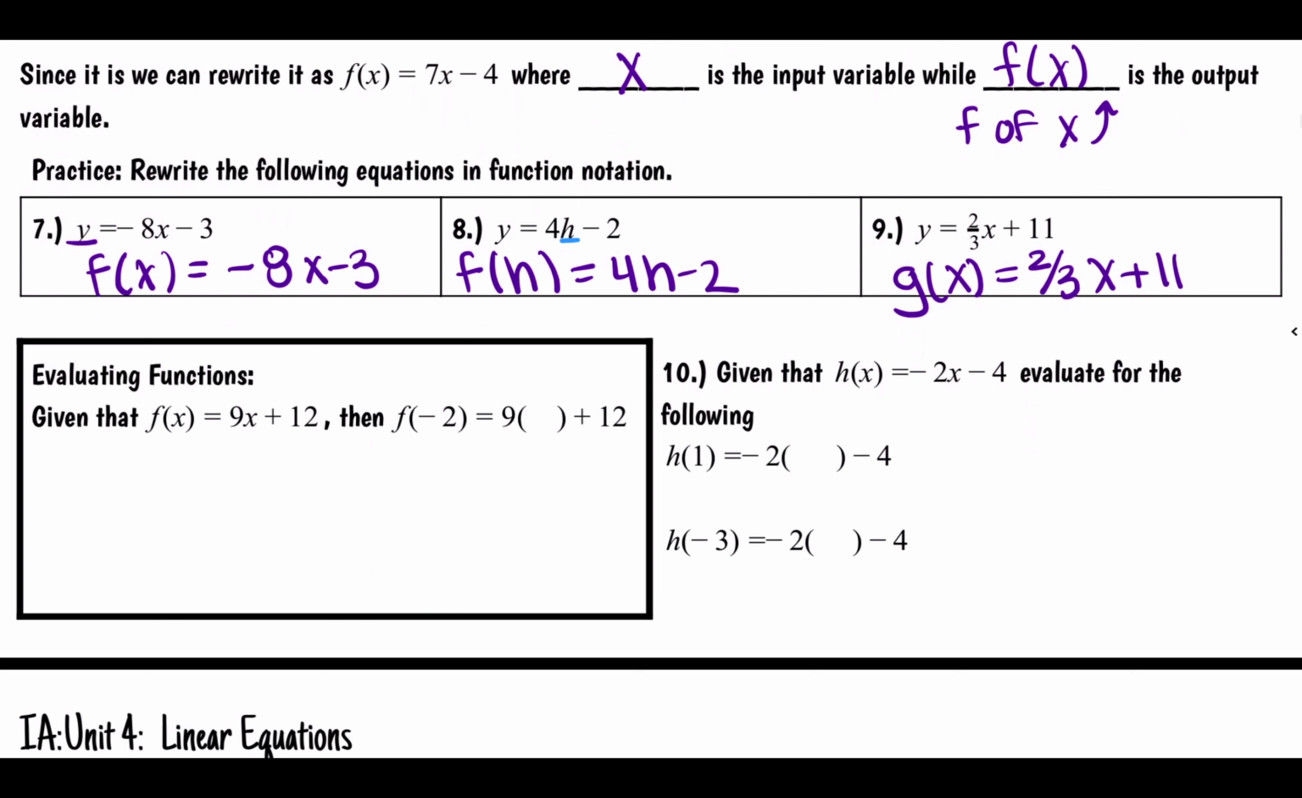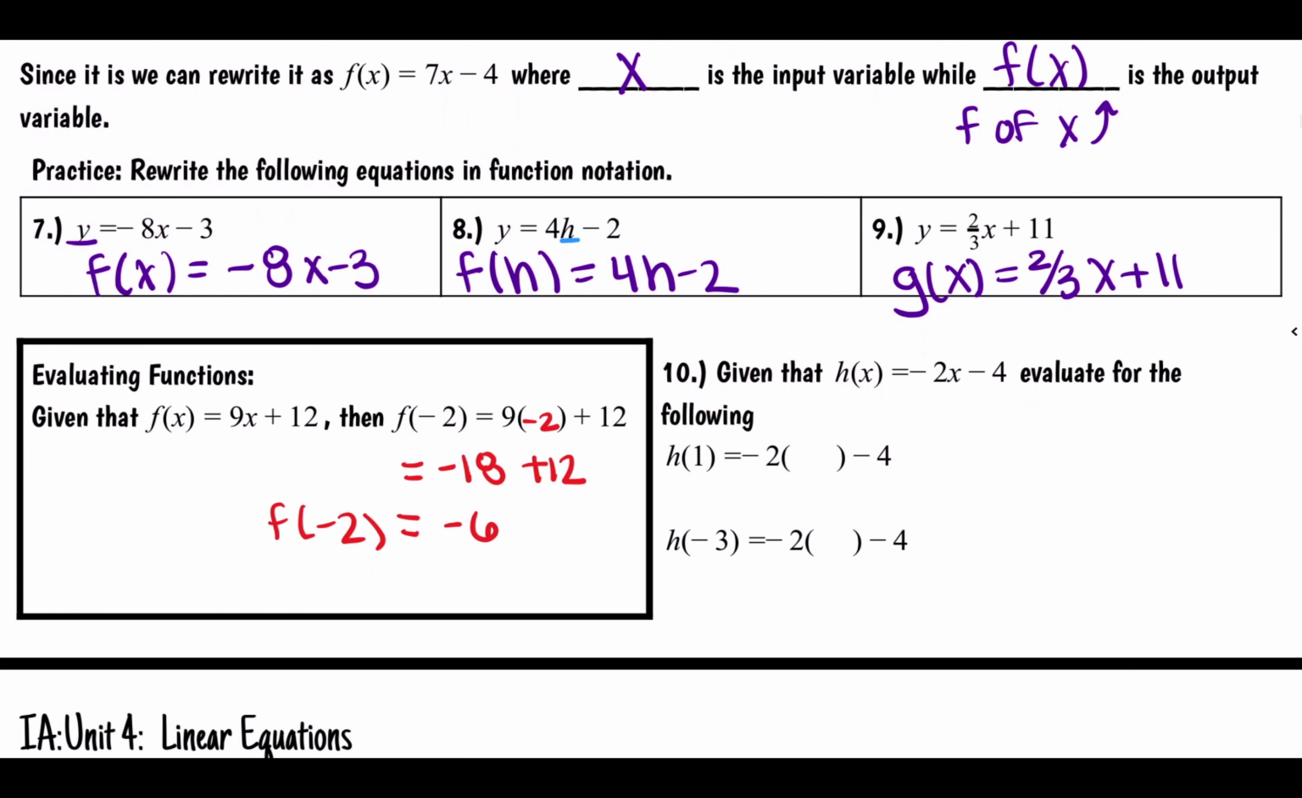Evaluating functions. Given that f of x equals 9x plus 12, if we have f of negative 2, all you're going to do is take x and replace it with negative 2. So we have 9 times negative 2 plus 12. This turns into negative 18 plus 12, and that becomes negative 6. So f of negative 2 is negative 6.